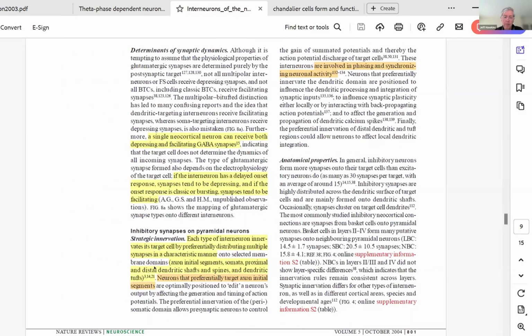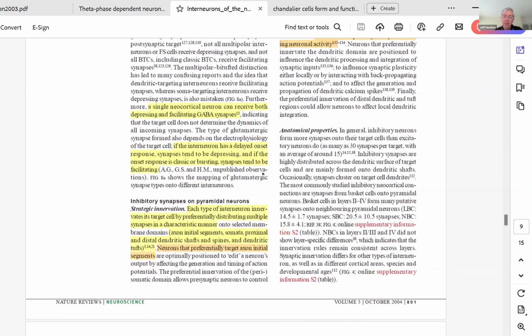So that's what they're referring to here. Neurons that preferentially target initial segments, which would be the chandelier cells, are involved in phasing and synchronizing neural activity. There are some references there which I didn't read. If I went on to follow that idea, you should look at those three references.